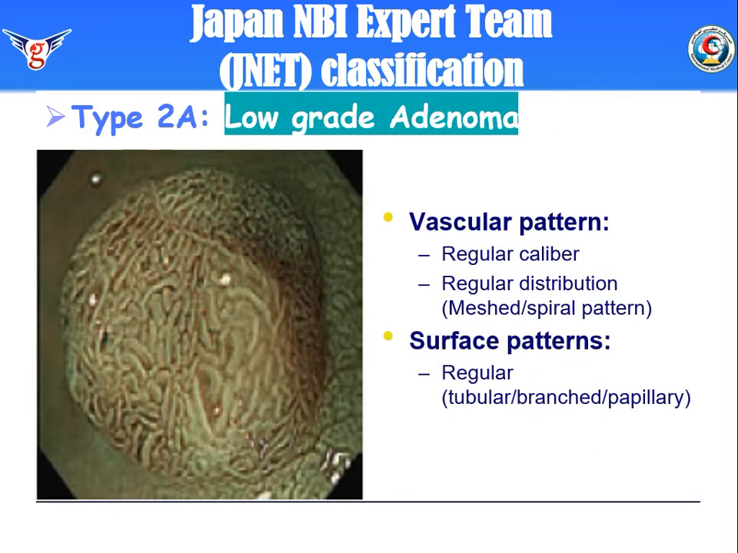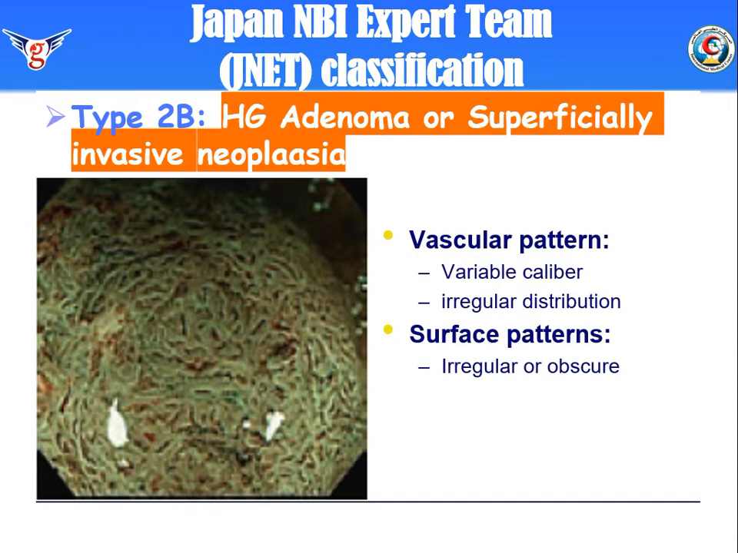Type 2A has regular vessels surrounding the pits, and the surface pattern shows regular tubular or branched white lines that correspond to the regular pit pattern types 3 and 4, and is associated with low-grade adenoma that could be resected piecemeal endoscopically. Type 2B has highly dense, non-uniform, irregular, branching vessels with blind ends, and irregular or obscure white lines that correspond to type 5I pit pattern, and is associated with high-grade adenoma or superficially invasive lesion that should be resected en bloc endoscopically.